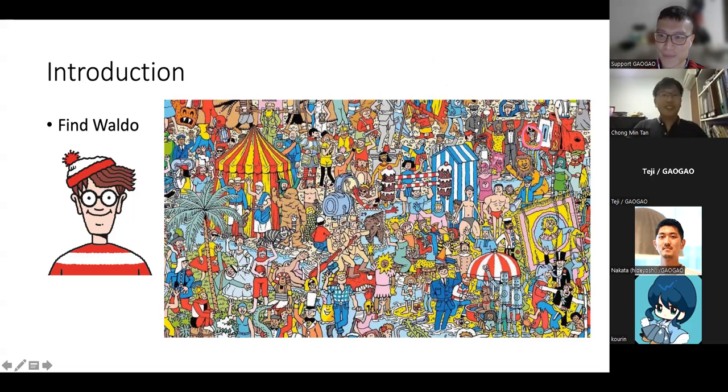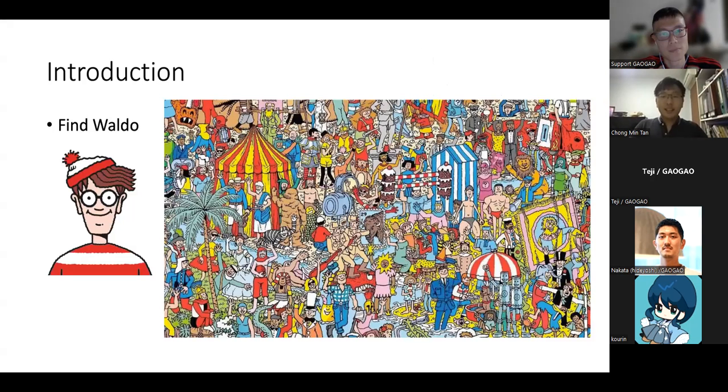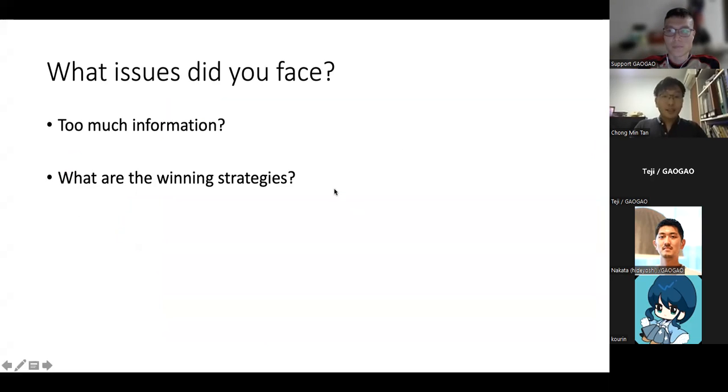You must be wondering why I gave this exercise, right? Let's look at some of the guiding questions. If you look at that image over here, what is the issue that you face? I gave one of the pointers: there's too much information in this picture, right? You need to find where Waldo is. It's very hard to know where to focus. Chicken, do you want to share how you tried to find Waldo? What strategies did you use?